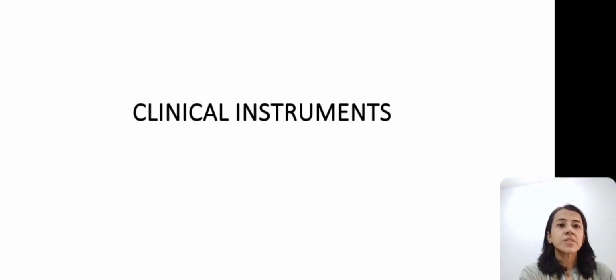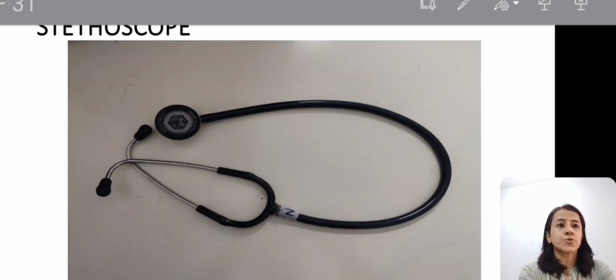Hello everyone, today we'll discuss clinical instruments. These instruments are commonly asked in your spotting. Starting with the stethoscope. You can see here, the stethoscope has earpieces. These are two earpieces and a chest piece. What is the use of the stethoscope?